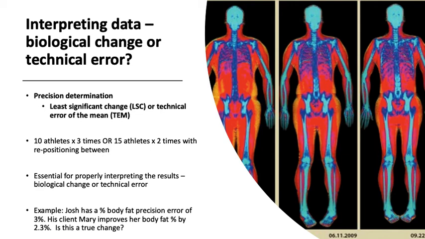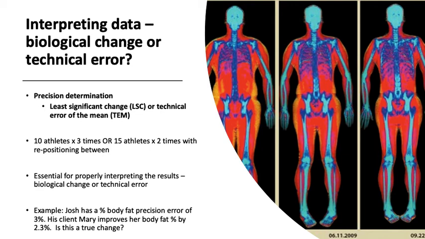We all make flaws and we all have errors between measurements. So what does this mean? How will we determine our technical error of the mean? Well, this is what I do, and it's currently published, and this is the way in which you determine your precision error. So for example, if I was doing a DEXA scan, I would test 10 athletes 3 times or 15 athletes 2 times with repositioning in between. So what does this mean?